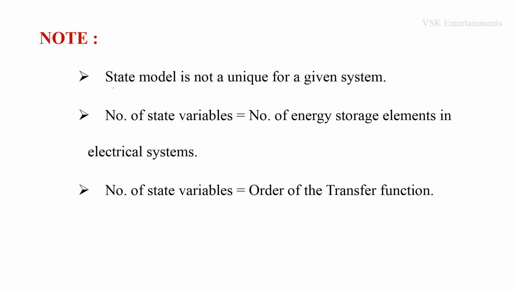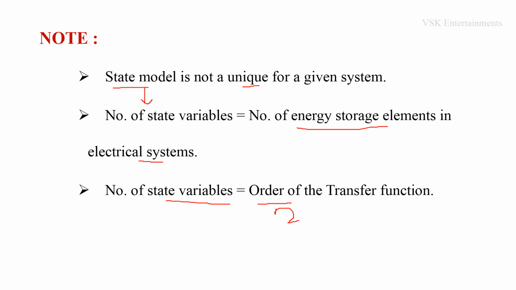Why? Because the state model is not unique for a given system. This state model depends upon the selection of the number of state variables. Here the selection of the number of state variables depends upon the number of energy storage elements if we consider the system as electrical. Similarly, if the system has a transfer function, then the number of state variables is equal to the order of the transfer function. In the above problem, the order of the transfer function is 2.